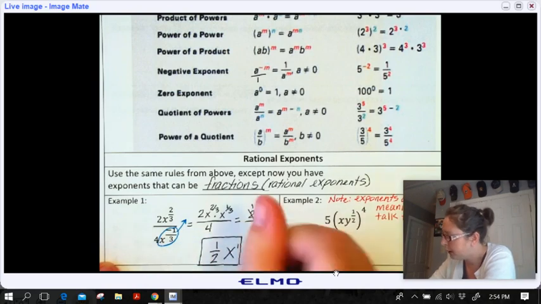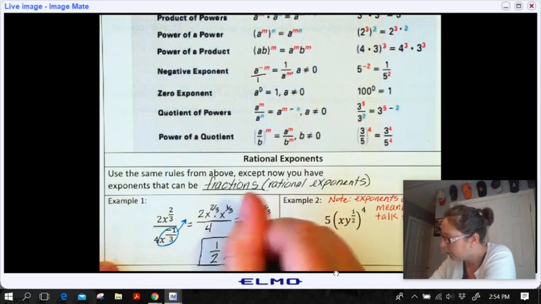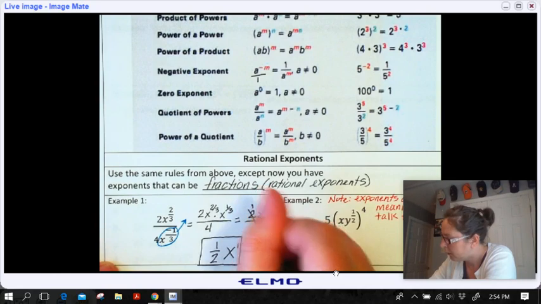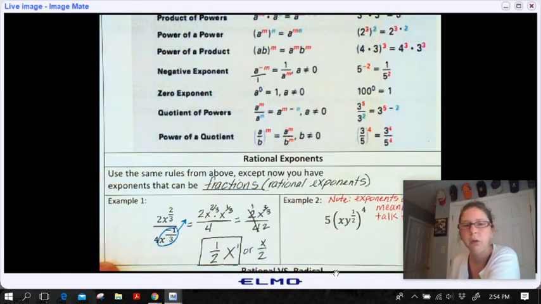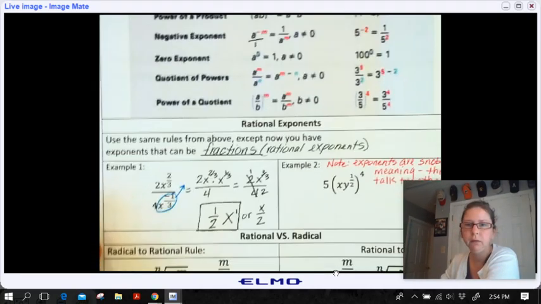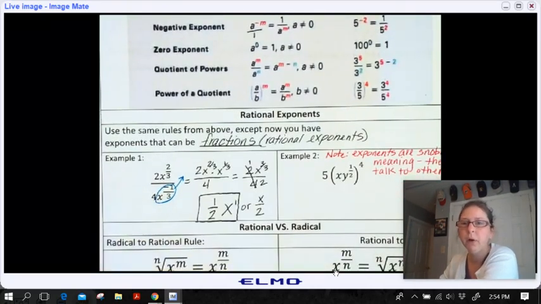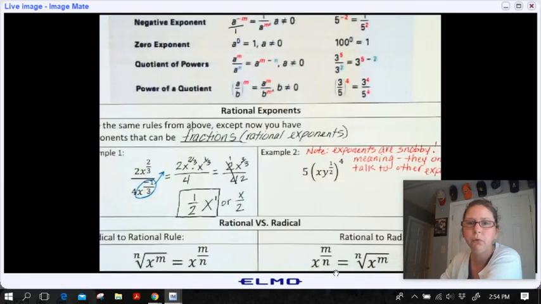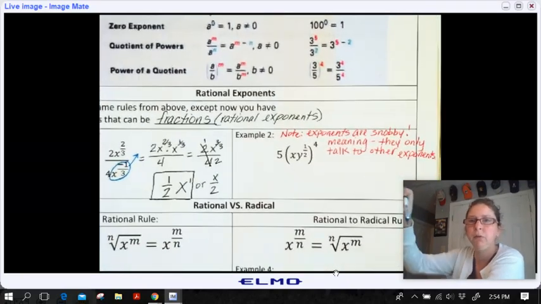You could have also written this like this. X on top and the 2 on bottom. Both of those mean the same thing, 1/2 x. Let's take a look at example 2. All right, example 2 states, okay, here's where I have my little note. Let me scooch this over, and I'll even zoom in some.